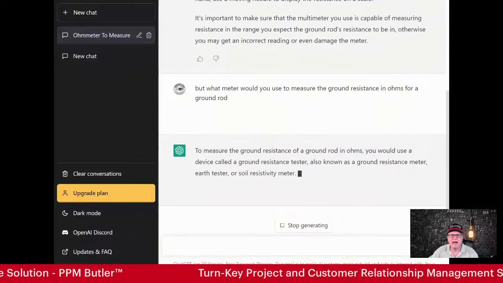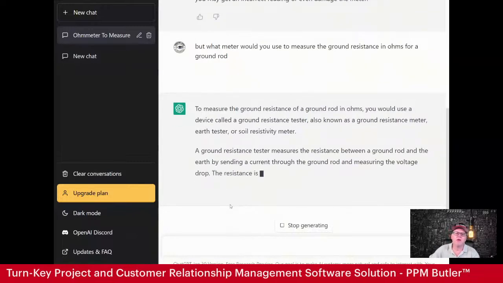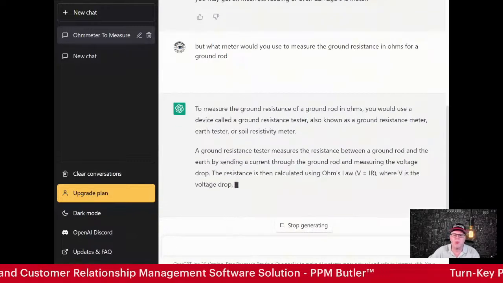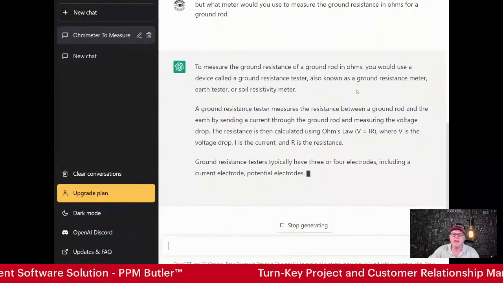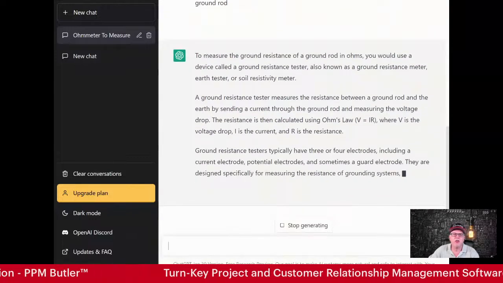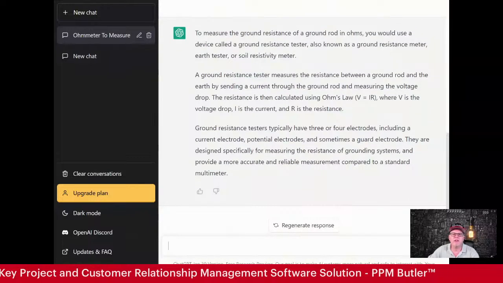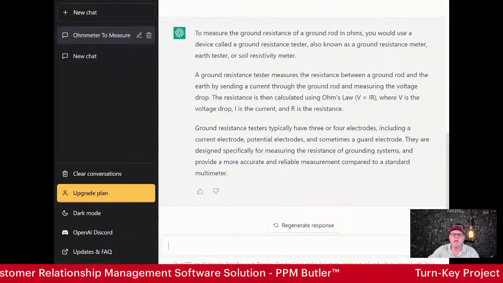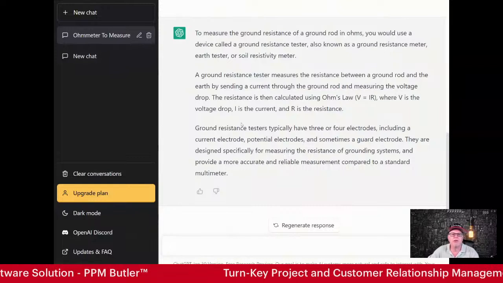All right, see how I led it in another question? Now look what it's saying. It says to measure the ground resistance of a ground rod in ohms, you would use a device called a ground resistance sensor, also known as a ground resistance meter, earth meter, or soil resistivity meter. The ground resistance meter measures the resistance between the ground rod and the earth by sending current through the ground rod and measuring the voltage drop.